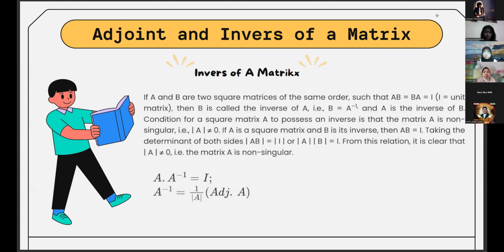If A is a square matrix and B is the inverse, then AB equals I. Taking the determinant of both sides, determinant AB equals determinant I, or determinant A multiplied by determinant B equals 1. From this relation, it is clear that determinant A is not equal to 0, so the matrix A is non-singular. A multiplied by A inverse is I. So A inverse is 1 divided by determinant A, multiplied by adjoint A.